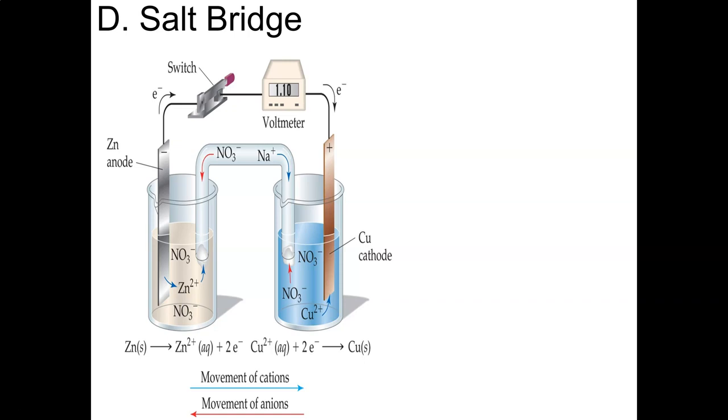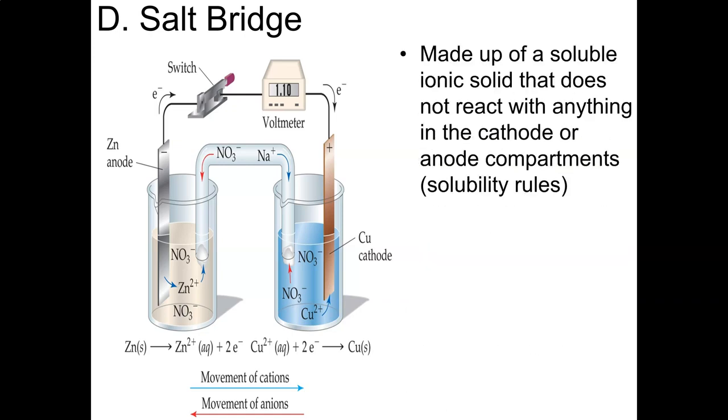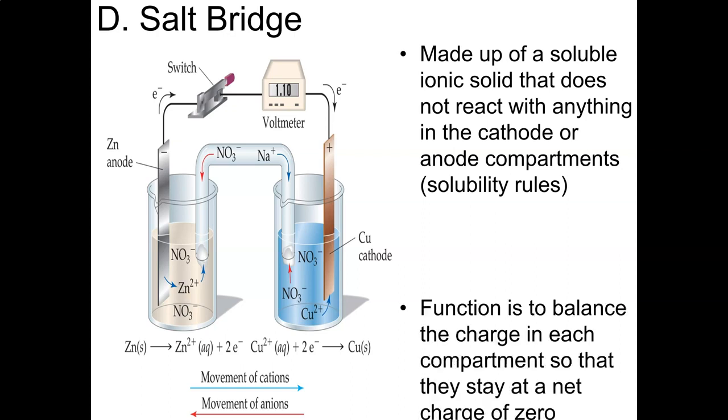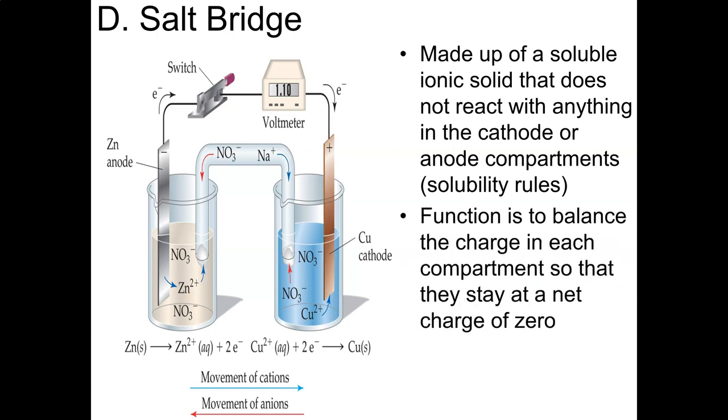So these are all the different features of the cell that you need to pay attention to. Salt bridge, we talked about it. What's the whole point of it? Make sure it doesn't react to anything in either compartment, and also make sure the charge stays balanced. The not reacting with each compartment is something you have to keep in your head. You don't write that as part of your answers or explanations. But the whole part about making sure that it functions to balance the charge in each compartment so they stay at a net charge of 0, that is important. And that's how you would justify the purpose of a salt bridge. Its only functionality really is to balance the charges so that the charge in each compartment stays at 0. So if it doesn't stay at 0, then you have a problem.